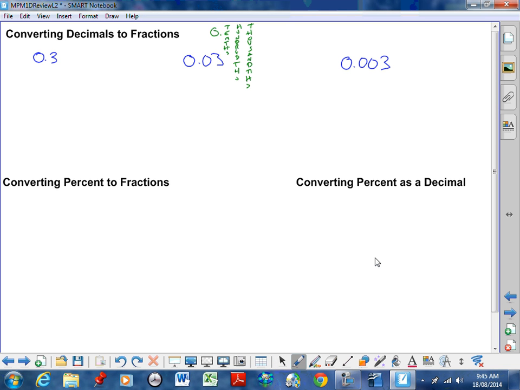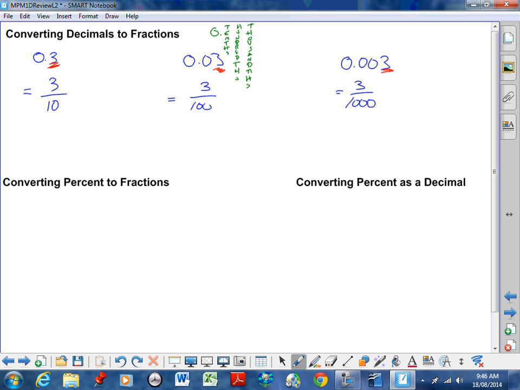So we have 0.3. We only have 1 digit, and it's sitting in the tenths column. To make it into a fraction, we write the number with no decimal over the column it was sitting in. So it was in the tenths column, so this number is 3/10. The 3 in 0.03 is sitting in the hundredths column, so that would be 3 over 100. And the last one is sitting in the thousandths column, so it would be 3/1,000. It's wherever that last digit is sitting.